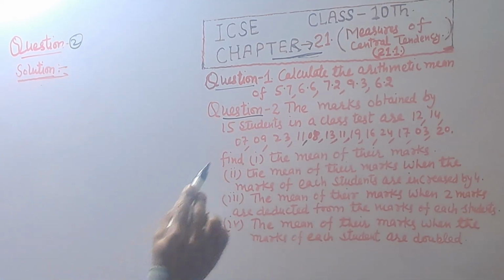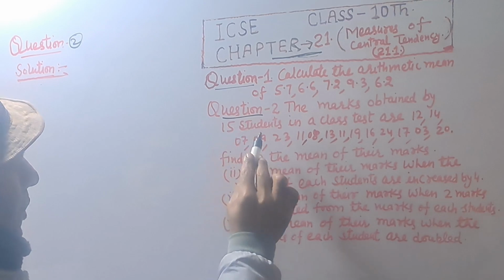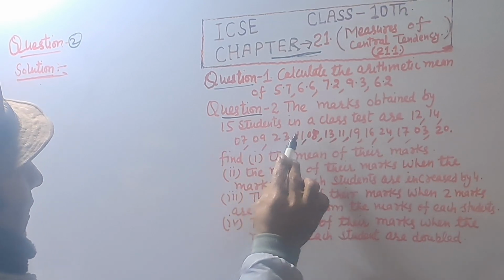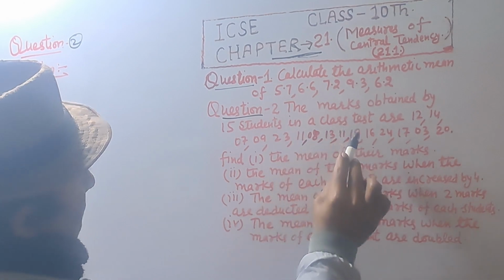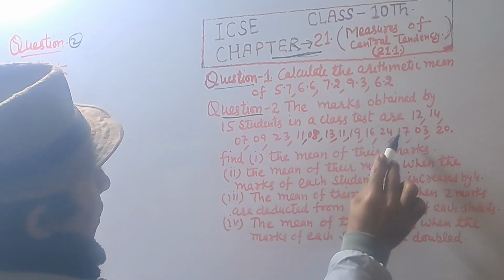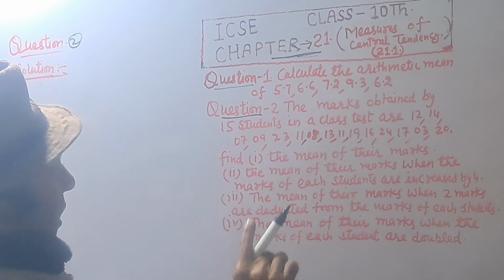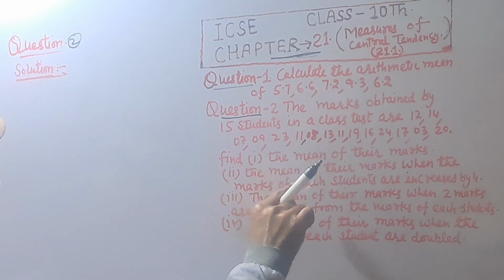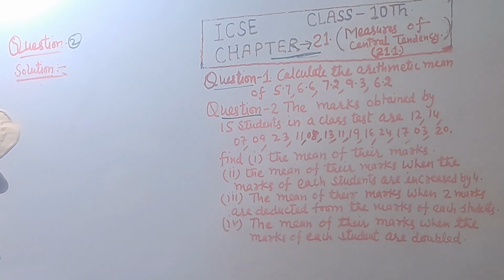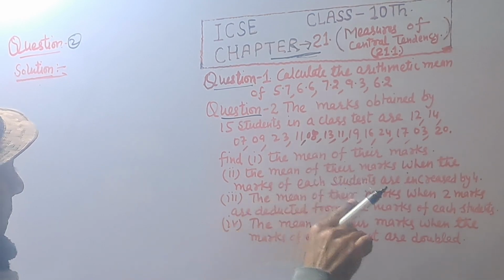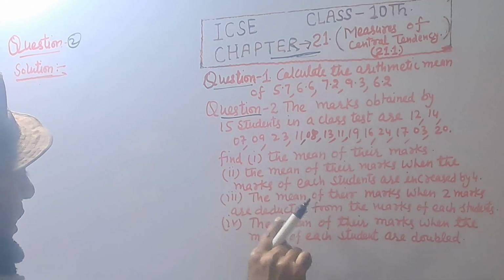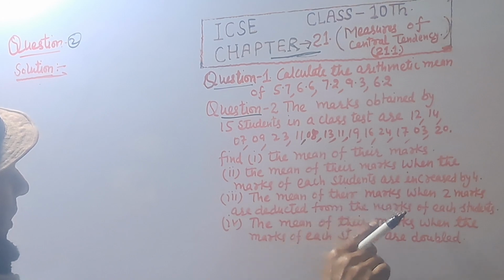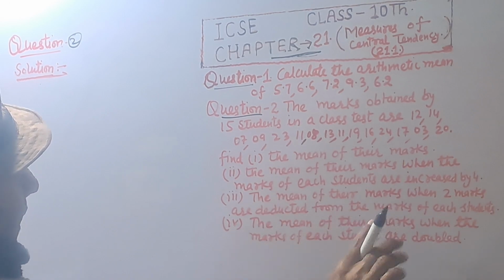Question number 2. The marks obtained by 15 students in a class test are 12, 14, 7, 9, 23, 11, 8, 13, 11, 19, 16, 24, 17, 3 and 20. Find the mean of their marks. The mean of their marks when the marks of each student are increased by 4. The mean of their marks when 2 marks are deducted from the marks of each student. Fourth part, the mean of their marks when the marks of each student are doubled.